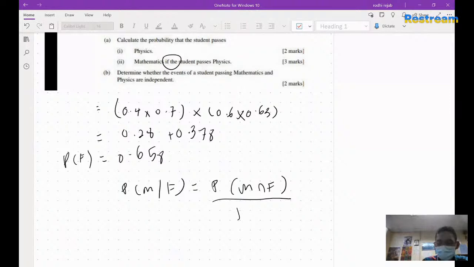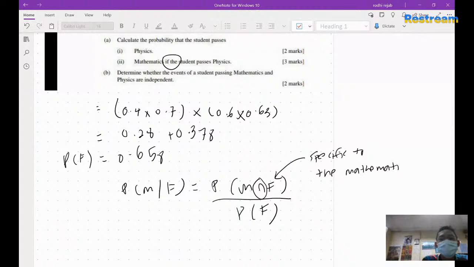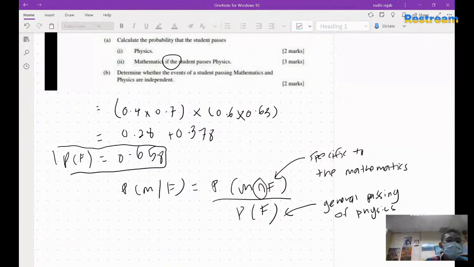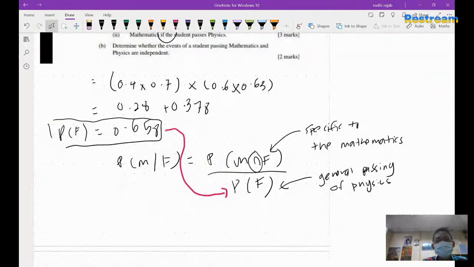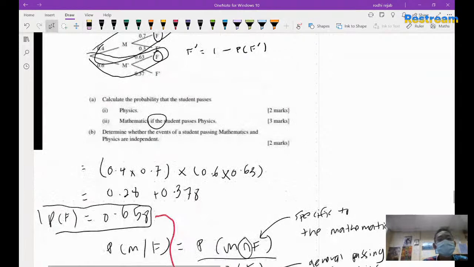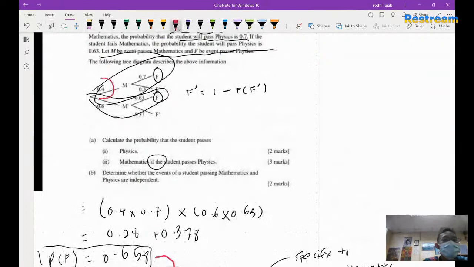You need to know that this is the intersection, which means F is specific to the mathematics, but this other one is the general passing of physics. We calculated the general passing of physics just now, so we already know the probability of passing physics is 0.658. So you just substitute it here. And P(M intersect F) is mathematics pass and physics pass. The only pathway for that is 0.4 and 0.7.